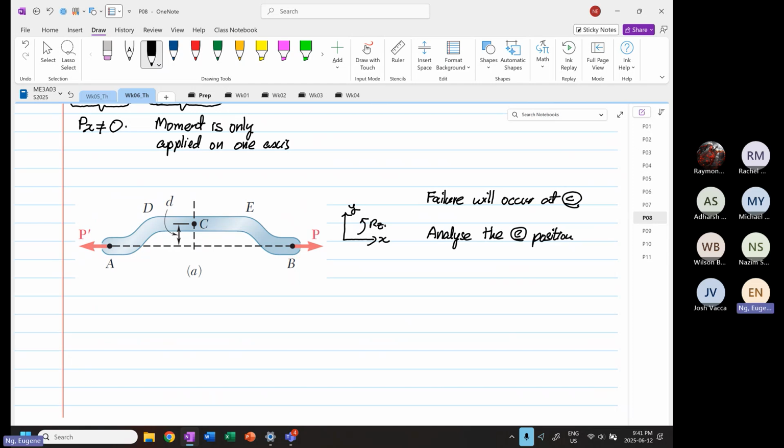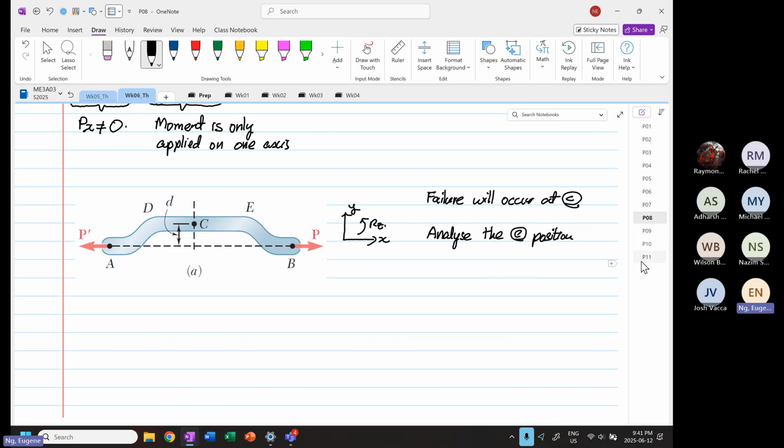Okay, you don't analyze point A, you don't analyze point D, you don't analyze point E, you don't analyze point C, you analyze point C where failure will occur. Later in the course, we are going to do more of this. We are given a general structure and we have to determine where fracture will occur. We analyze where the structure will fail, most importantly.